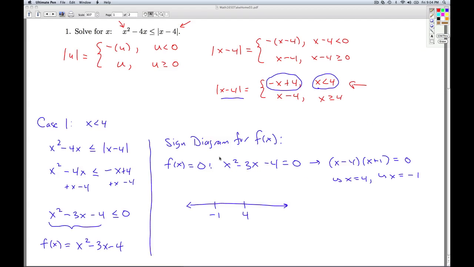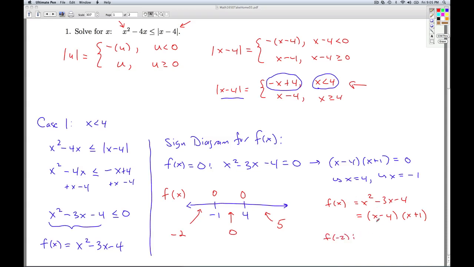And now I look at test values around it. I know that at negative 1 and 4, my f of x is equal to 0. And now I check a number less than negative 1, so negative 2, a number between negative 1 and 4, say 0, and a number bigger than 4, say 5. I'm going to plug these into my f of x. I can plug it into my original formula for f of x, or I can plug it into the factored form, whichever one's going to be easier. And all I really need to know is if I get a positive or negative out. So let's try f of negative 2.